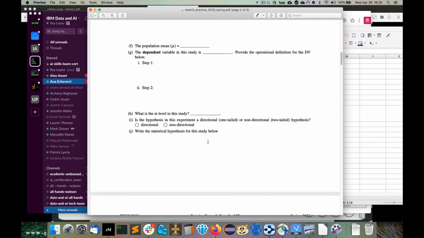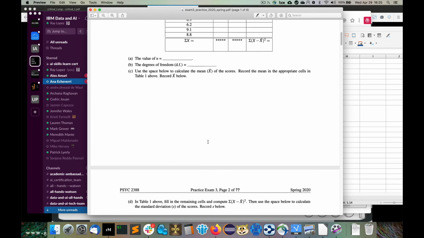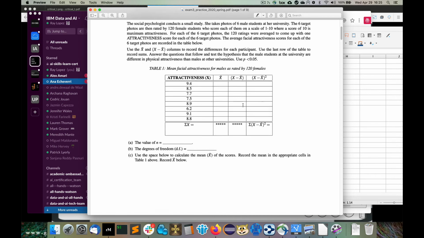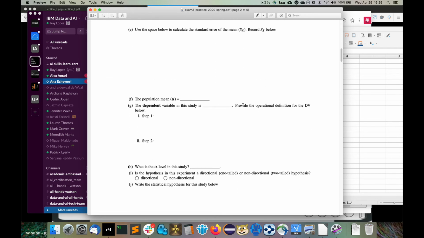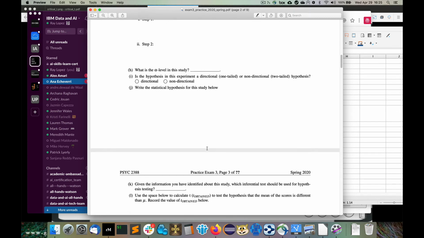Next is H. What is the alpha level? Again, you go to the problem, and the alpha level is the p-value, which is p less than 0.05. It's either going to be 0.5 or 0.1. So you write 0.05 here. Is the hypothesis of the experiment a directional one-tailed or non-directional two-tailed hypothesis?